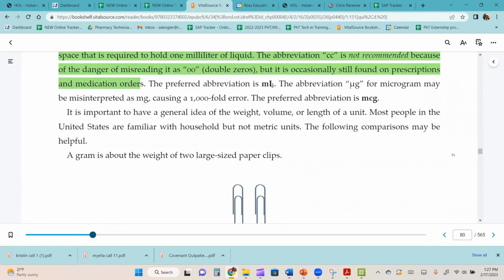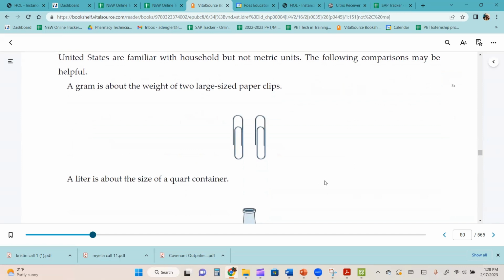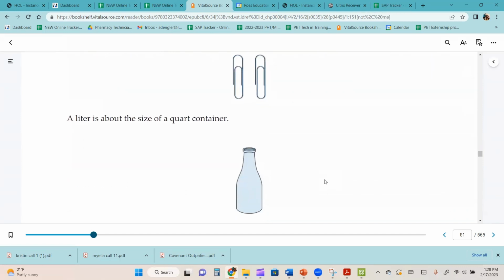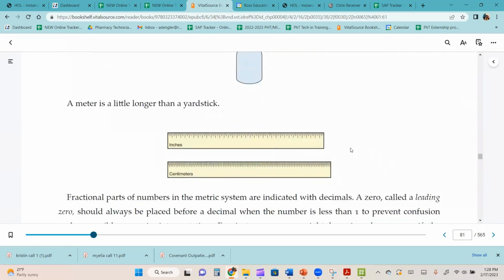The M is lowercase, the L is uppercase. The abbreviation of microgram may be misinterpreted as milligrams, causing a 1,000-fold error. The preferred abbreviation is microgram. A gram is about the weight of 2 large-sized paper clips. A liter is about the size of a quart container. A meter is a little longer than a yardstick.